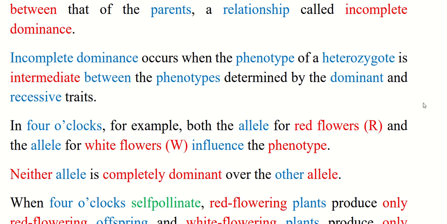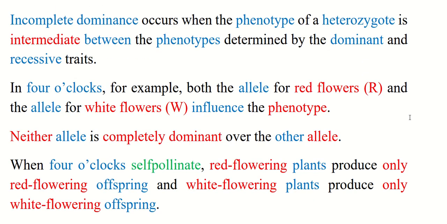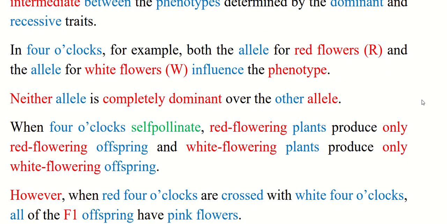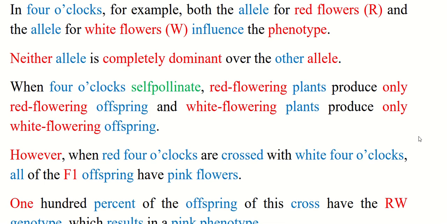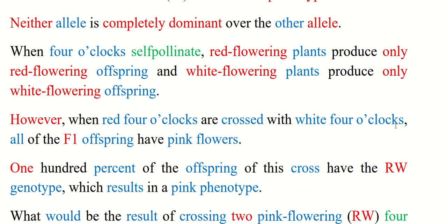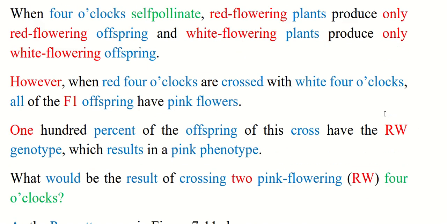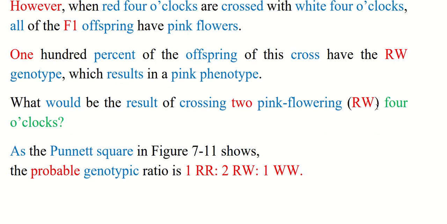In four o'clocks, for example, both the allele for red flowers R and the allele for white flowers W influence the phenotype. Neither allele is completely dominant over the other allele. When four o'clock plants self-pollinate, red flowering plants produce only red flowering offspring, and white flowering plants produce only white flowering offspring. However, when red four o'clocks are crossed with white four o'clocks, all of the F1 offspring have pink flowers. 100% of the offspring of this cross have the RW genotype, which results in a pink phenotype.